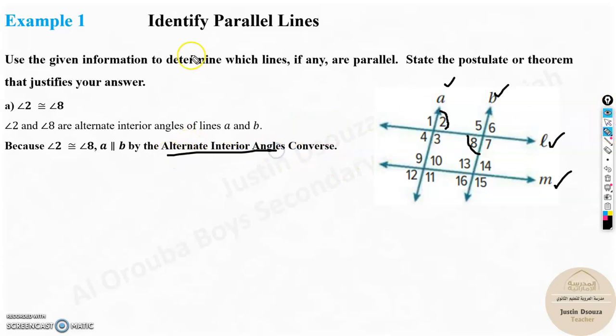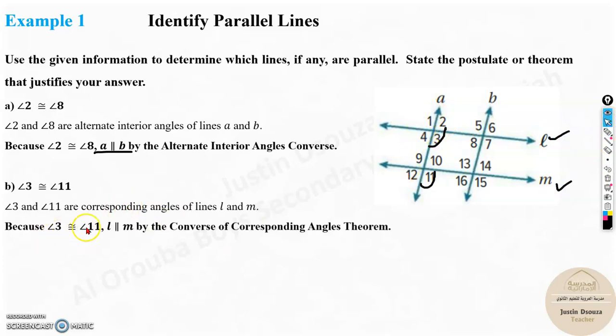Alternate interior angle we studied in the last lesson. Now we are studying the converse, and hence we are proving that A and B are parallel. These two straight lines are parallel. Same way 3 and 11. Now 3 over here, 11. Now you can see this is regarding the lines L and M and their corresponding angles. So 3 and 11 are congruent. That means L and M are parallel because of the converse of the corresponding angles theorem.